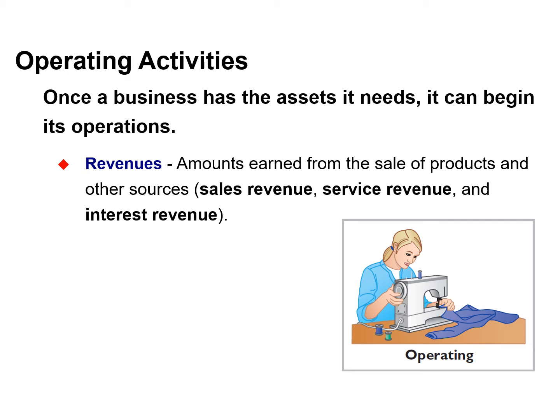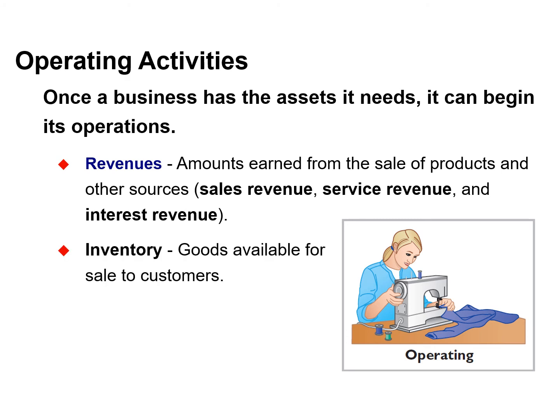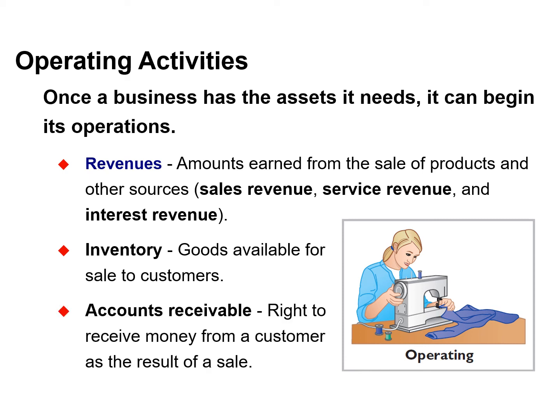The company purchases long-term assets through the investing activities which we just discussed. Other assets with shorter lives result from operating activities. For example, supplies are assets used in day-to-day operations. Goods available for future sales to customers are assets called inventory. If a company sells goods to a customer and does not receive cash immediately, then that company has the right to expect payment from that customer in the near future. This right to receive money in the future is called an account receivable.